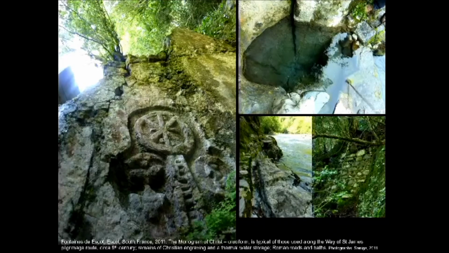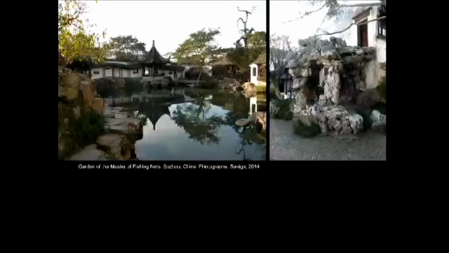What you're looking at on the screen is actually some images of Roman baths and Roman roads in the south of France. We will incorporate materials such as this. And we'll also look at landscapes in Asia, in China and Japan.